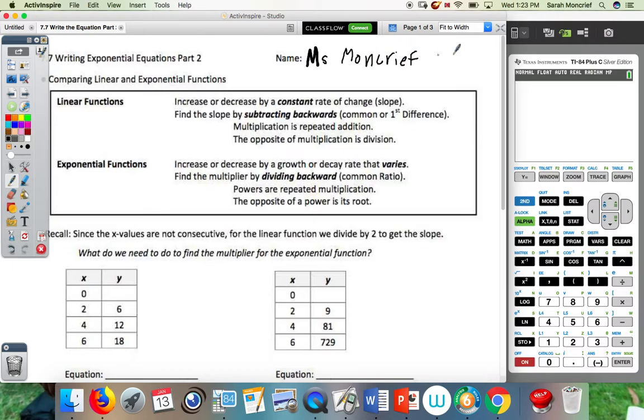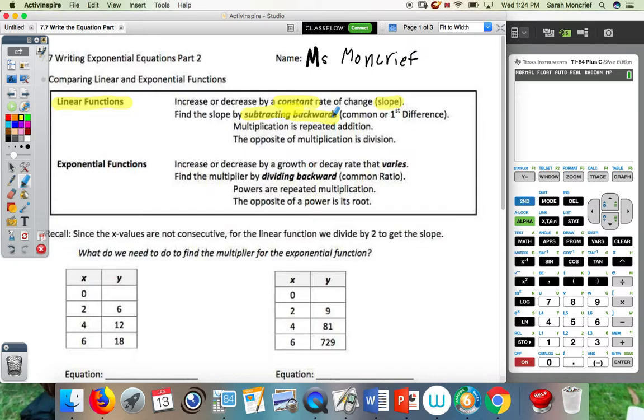All right. So let's take a second to remember one quick thing, and that's the difference between linear functions and exponential functions. So first off, linear functions. They increase or decrease by that constant rate of change or the slope. You find that by subtracting backwards and finding a common or first difference. Multiplication is repeated addition, and the opposite of multiplication is division.